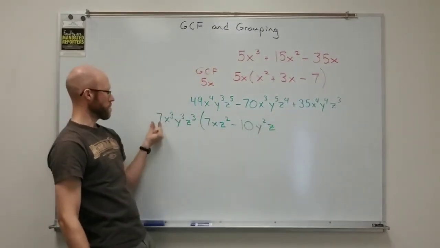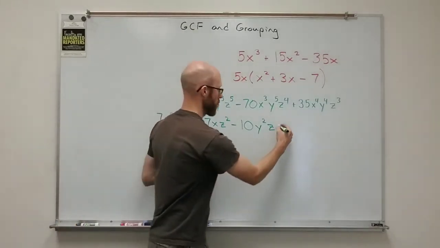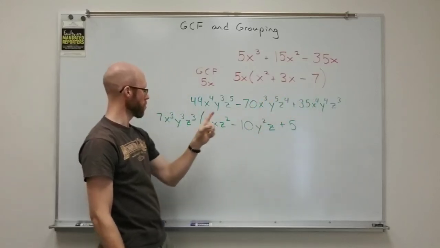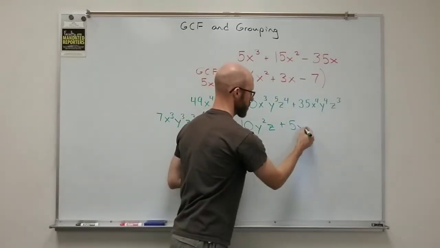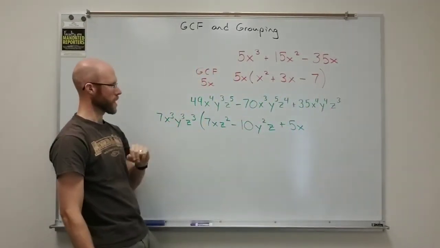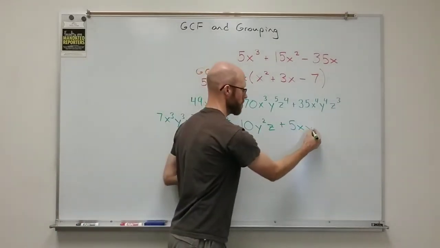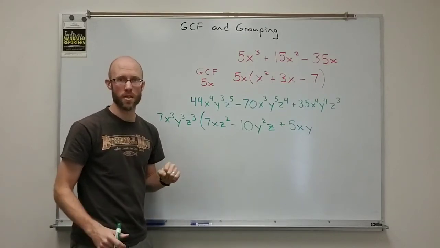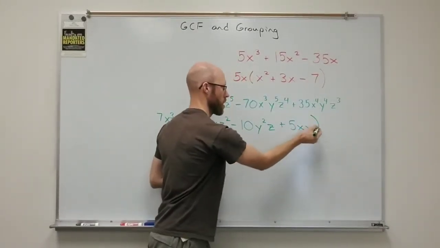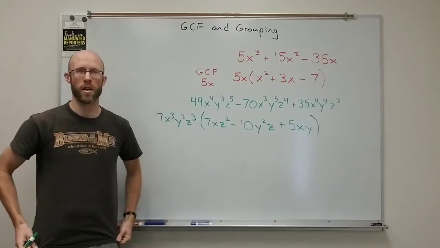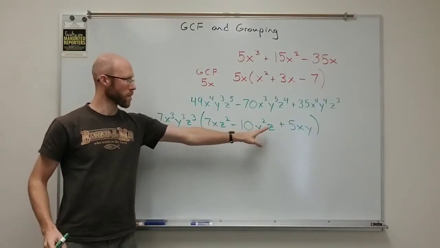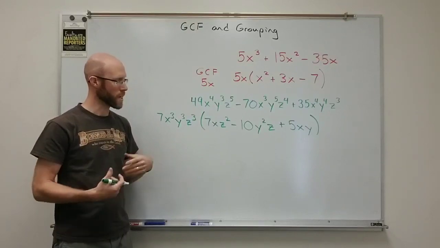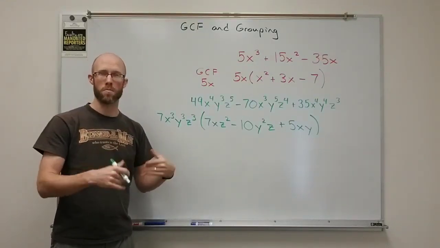Positive 35 divided by 7 is 5, so I have a plus 5. On the powers, 4 minus 3 is 1, so I still have an x. 4 minus 3 again is 1, so I still have a y. And 3 minus 3, well, that's 0, so I don't need the z in there. Okay, and so then I've covered everything. I've covered all my bases. I've got all my coefficients divided down and all my powers subtracted out.